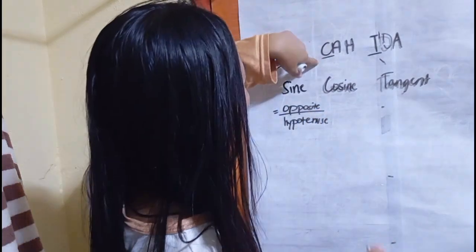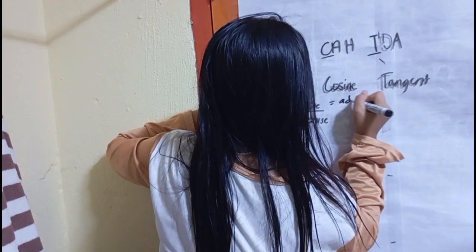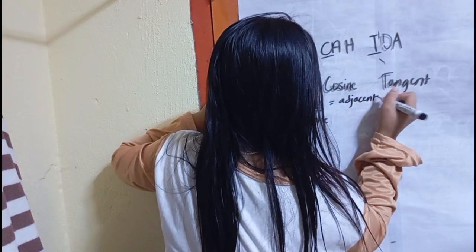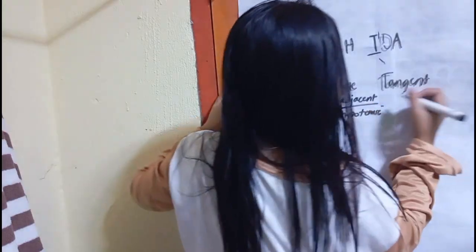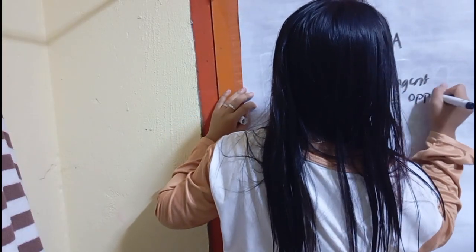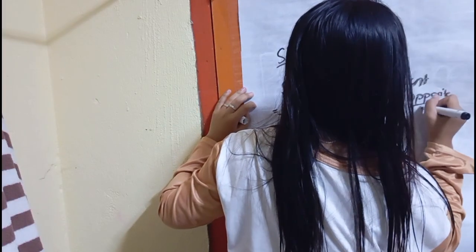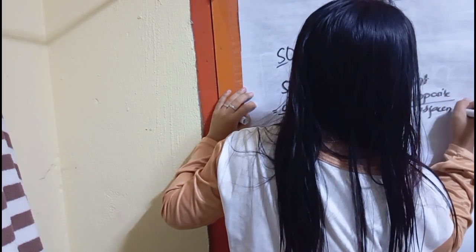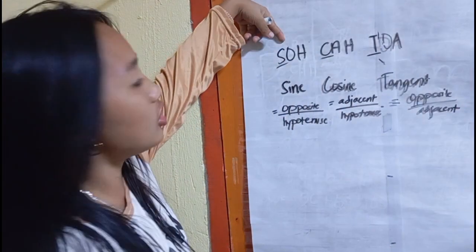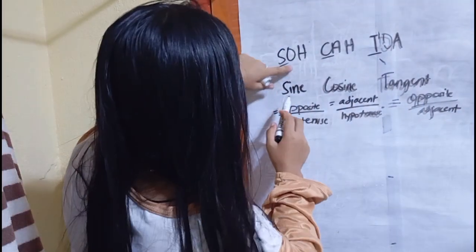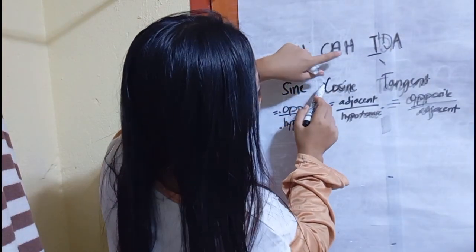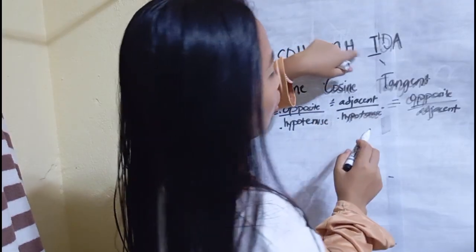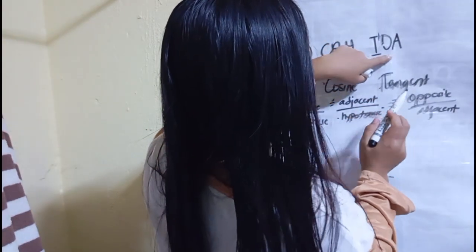And cosine is equal to adjacent over hypotenuse. And the tangent is equal to opposite over the adjacent. So, we can remember: sine is equal to opposite over hypotenuse, cosine is adjacent over hypotenuse, and TOA, tangent, equals opposite over adjacent.